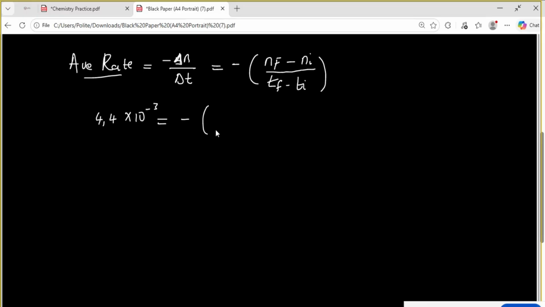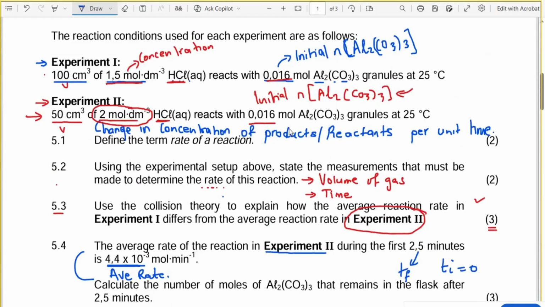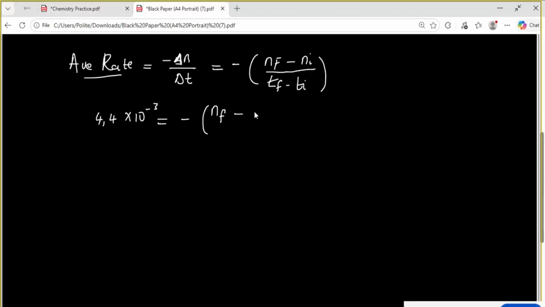to negative into the final number of moles. It's what we are looking for, minus the initial. What did we start with? So we can see that they said for experiment 2, initially we start with what? With that 0.016. Are you all with me on that? Yes, sir. Okay, so initially we start with 0.016 and then everything is divided by T final, they said is 2.5, minus the initial, which is 0.